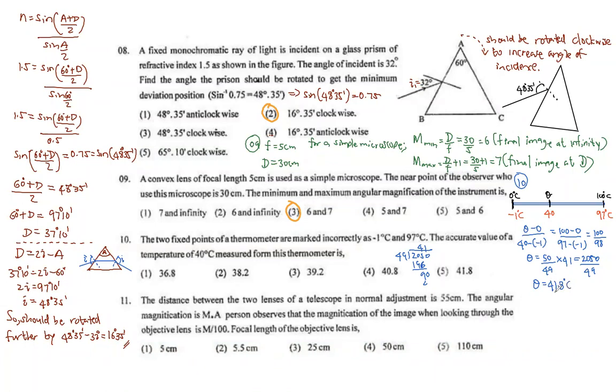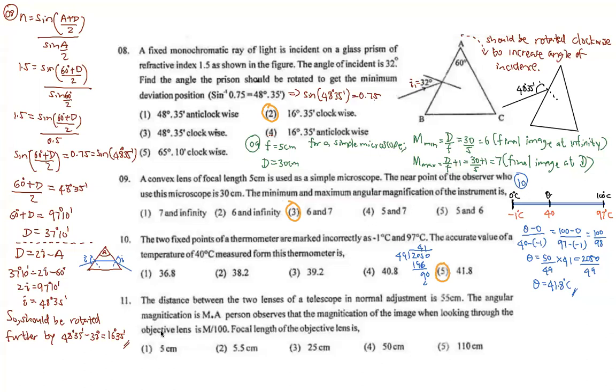How many of you got 41.8? I'm getting 41.8, people. Not 38. Shimra, if you're getting 38.2, you have taken 40 as the accurate one. That is wrong. They have measured 40 from this thermometer. The accurate value of a temperature of 40 degrees Celsius measured from this thermometer is asked. So 40 degrees Celsius is measured from this thermometer, and if this thermometer is showing 40, what should have been the actual value? That's the question. Okay. That's all.